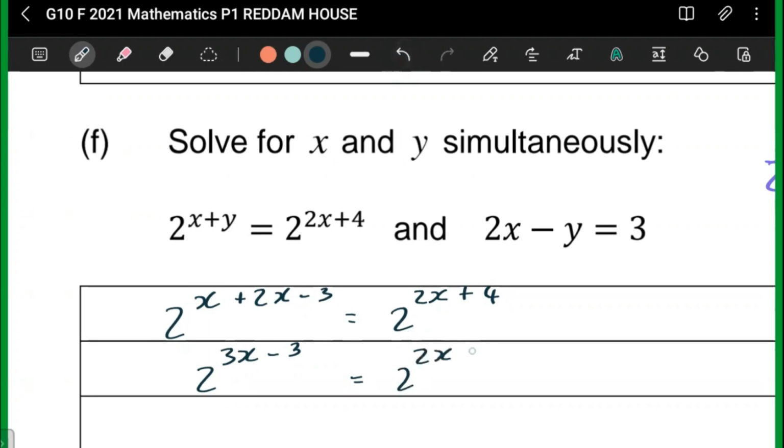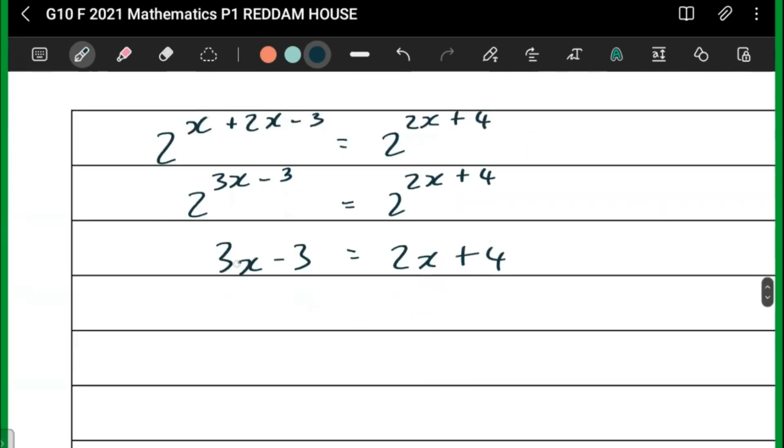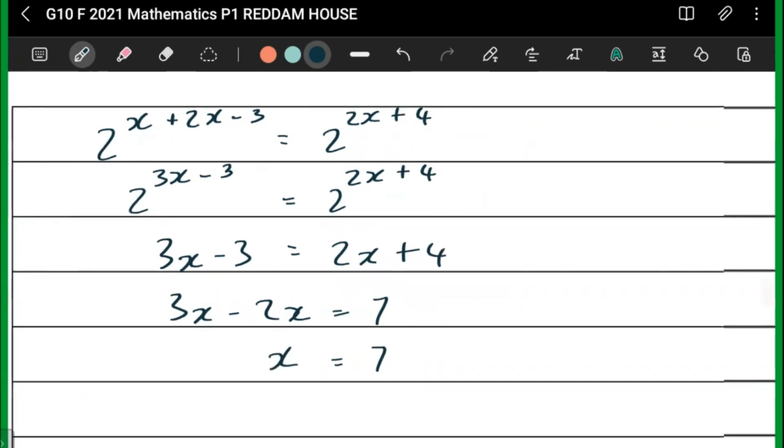plus 4. Now here you can clearly see your bases are the same, so you can drop them and work with exponents. So what you have here, you can take the 3x and the 2 to one side. 4, the 3 is going to go over, so you plus 4 plus 3 is a 7. 3 minus 2 is just x. So x is a 7.